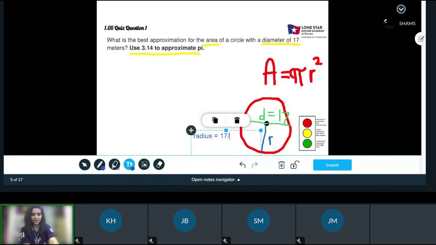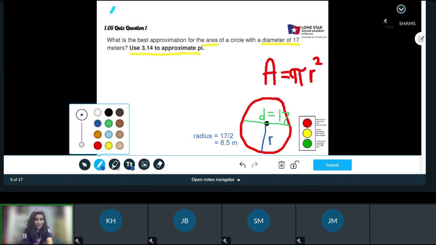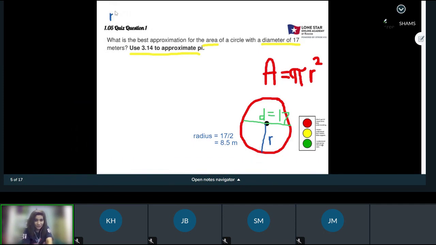I divide 17 by 2. Let's see how much you will tell me. How much is half of 17? 8.5, Jennifer. Very good. 8.5 meters is the radius. To find area of a circle, you need radius squared. Very good, Kevin. To find area of the circle, not only do you need radius, you need radius squared, and that means you will square 8.5.